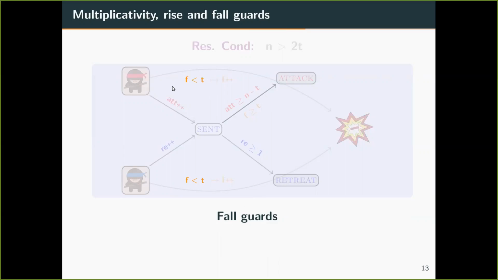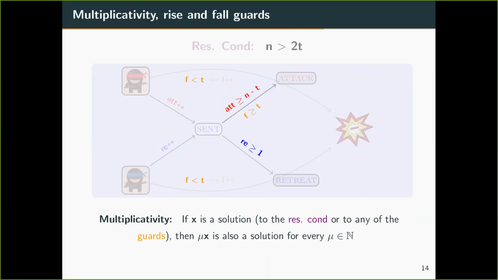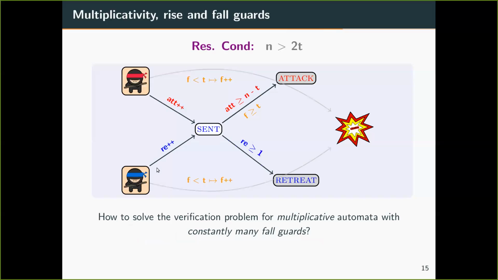So this defines what a fault guard is, and now I'll define what multiplicativity means. Multiplicativity roughly means the following. If x is a solution to any of the constraints in the resilience condition or to any of the guards, then multiplicativity requires that mu x is also a solution to the corresponding constraint in the resilience condition or to the corresponding guard, for every natural number mu. As long as x is a solution, then mu x should also be a solution. For example, let's take this guard at bigger than or equal to n minus t. It's easily seen that if at is bigger than or equal to n minus t for some concrete values of at, n and t, then mu times at is also bigger than or equal to mu times n minus mu times t. In fact, it can be checked that this threshold automaton as a whole satisfies the multiplicativity property. Okay, so now, how do we solve the verification problem for multiplicative automata with constantly many fault guards?